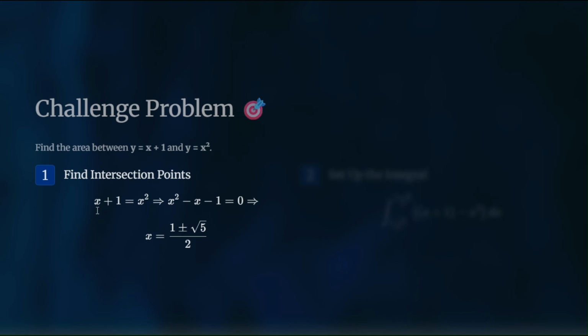If you subtract x plus 1 from both sides, that will be x squared minus x minus 1 equals 0. You can solve for x by using the quadratic formula. So x will be equal to (1 plus or minus the square root of 5) over 2. Then you can set up your integral. Your limits of integration will be (1 minus square root of 5) over 2 and (1 plus square root of 5) over 2. And you'll need to identify which one is the top function and which one is the bottom function in order to integrate.